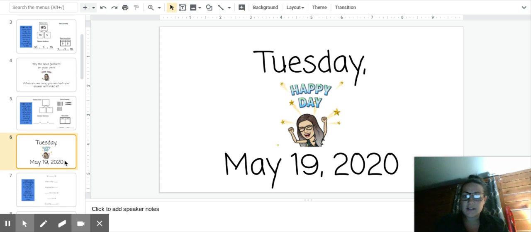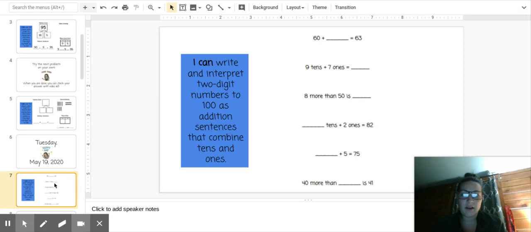Hi, friends. Today's Tuesday, May 19th, and today we're going to be working on writing and interpreting two-digit numbers to 100 as addition sentences that combine tens and ones.